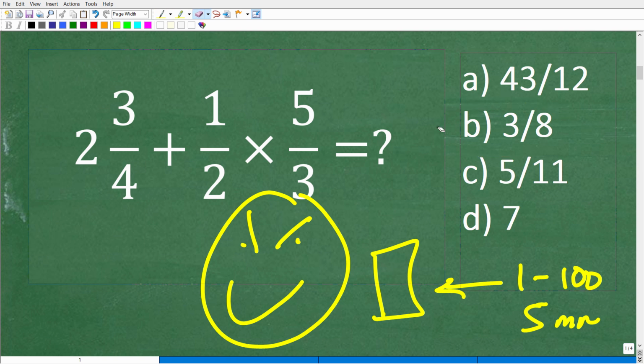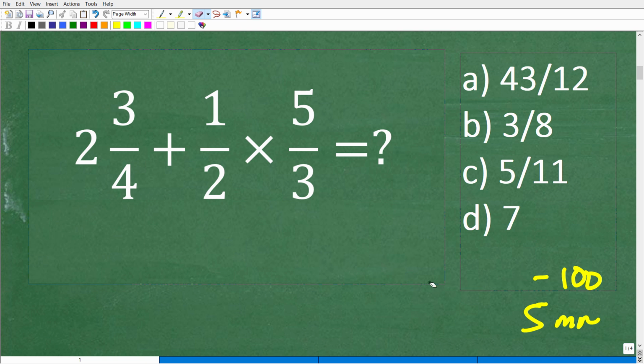So, when you do have a multiple choice math question, for those of you that still have to take exams, if you don't know the math, if you're totally lost, at least take a guess.